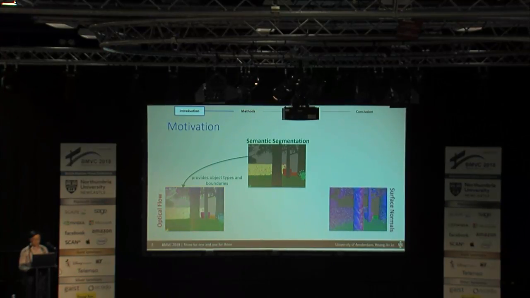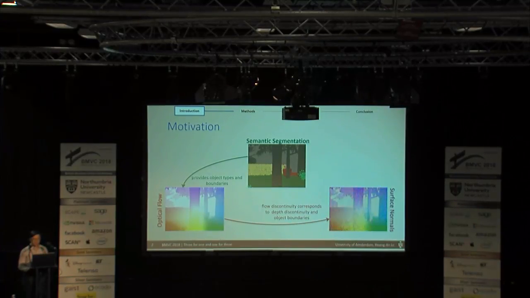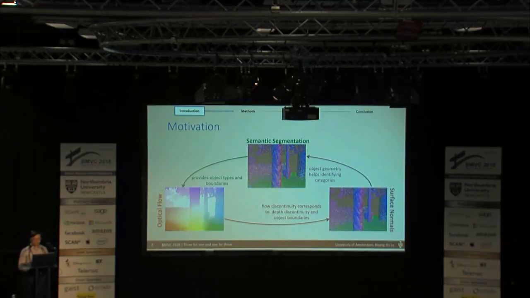Talking about optical flow, different objects can move differently. Thus, if we know the object types and boundary from semantic segmentation, we can predict object flow and flow boundaries more accurately. In turn, flow discontinuity corresponds to depth discontinuity. So from optical flow, we can reason about scene geometry structure. This could help predict better surface normal. Surface normal provides geometry information. This information is particularly helpful to recognize object categories.